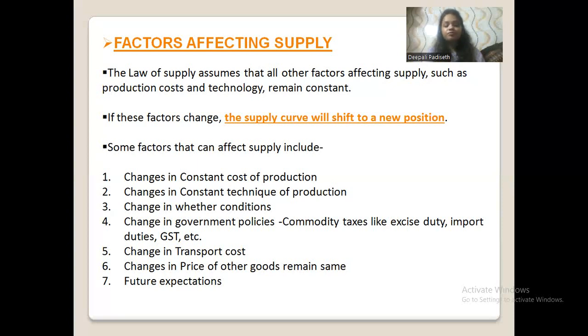If the prices of other goods remain the same, then this supply will not get affected. Also, without any future expectations, we must not expect anything in the future if the quantity supplied is to stay constant, at the same level or at the same profit.